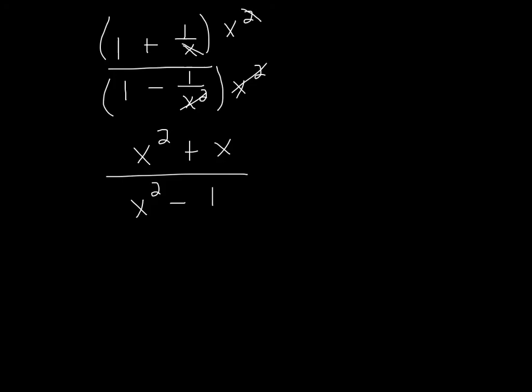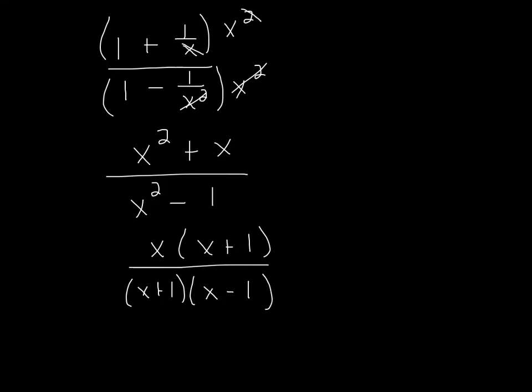Alright, so then we factor. We get x times x plus 1 over x plus 1 times x minus 1. And those cancel. So we're left with x over x minus 1. There you go. Pretty simple. Alright, let's keep moving on.